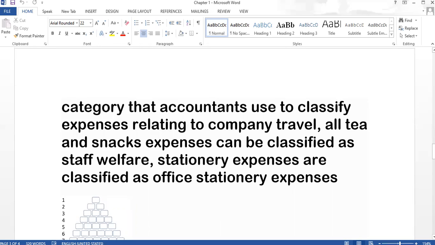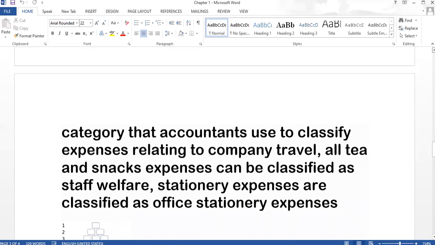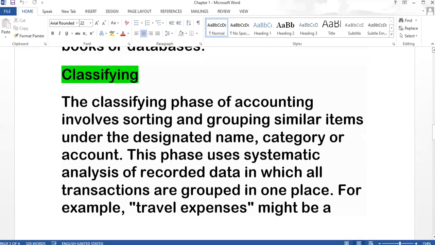Now, understanding the basic classification, we should be able to understand that it involves sorting and grouping of similar items. So, what do you mean by sorting? We have to keep aside all similar items. For example, you sort all the expenses, you sort all the incomes, you sort all the assets, and you sort all the liabilities. And you make a group.